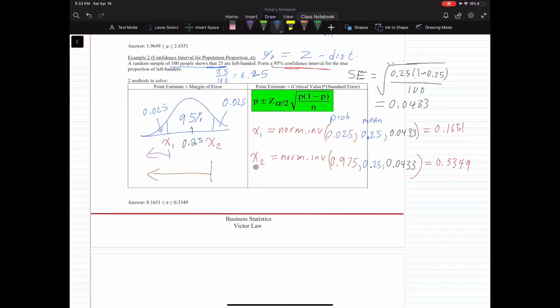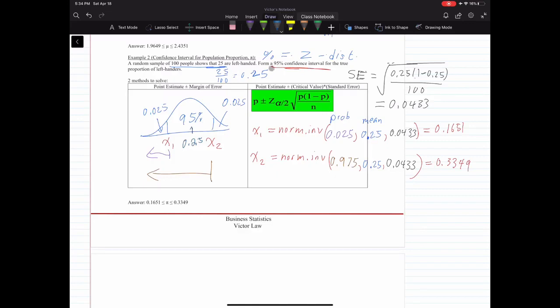For x2, the same idea, equal norm.inv. And for the probability, that probability is the probability to the left of x2, which is the 97.5%. And how we get the 97.5% is we take the 95% and then we add the 2.5%. So those two numbers are the probability to the left of x2. So that's how we get the 97.5%. And then the mean are the same for x1 and x2. We're going to use the mean of 0.25.